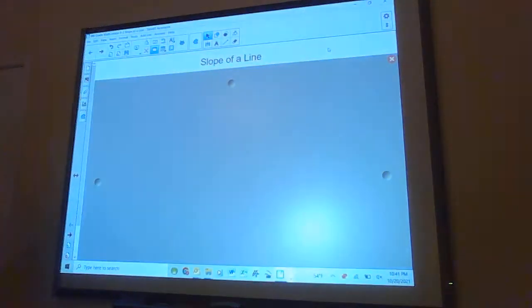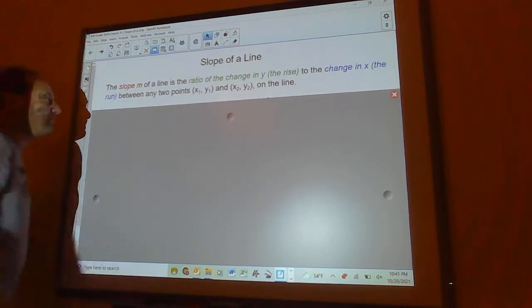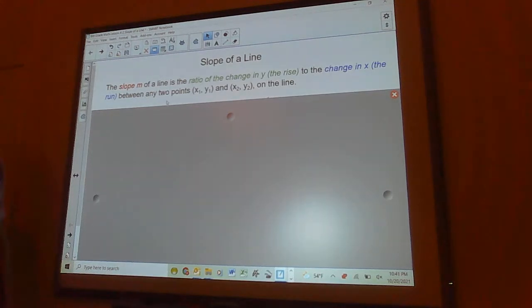Hey everybody, today we're going to talk about slope of a line. Okay, so the slope m, I don't know why it's called m, it just is. The slope m of a line is the ratio of the change in y, which is the rise, to the change in x, which is the run. Remember, a ratio is just a fraction, between any 2 points, x1, y1, x2, y2 on the line.